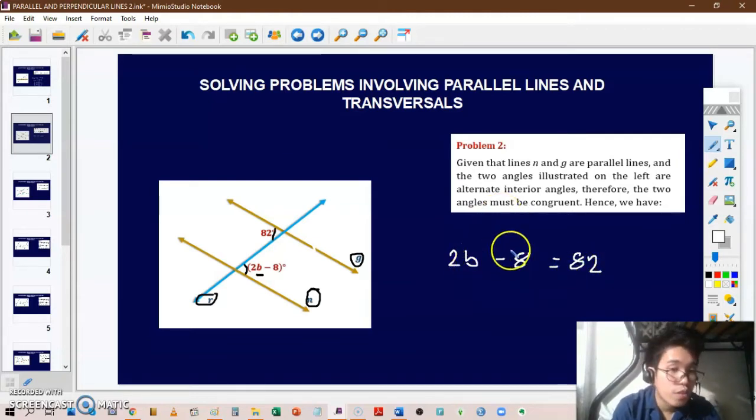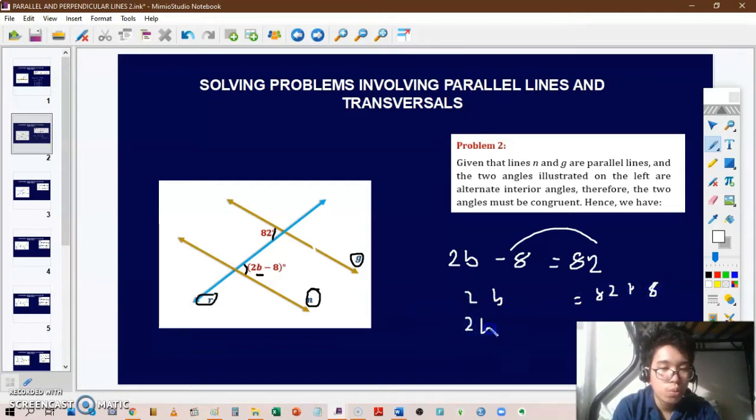And from here we can solve the value of B, so that's going to be 2B is equal to 82 plus 8, and this will give you 2B is equal to 90, and therefore the value of B is simply going to be 45. Very simple.